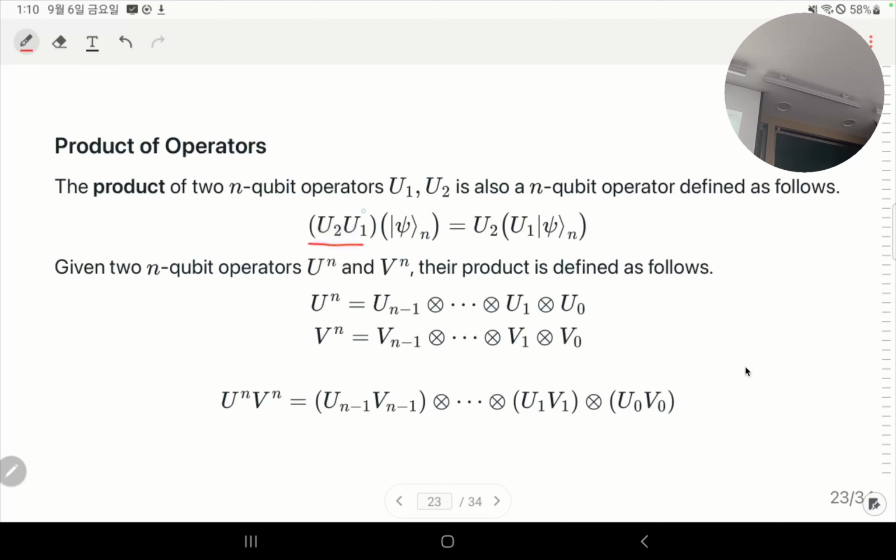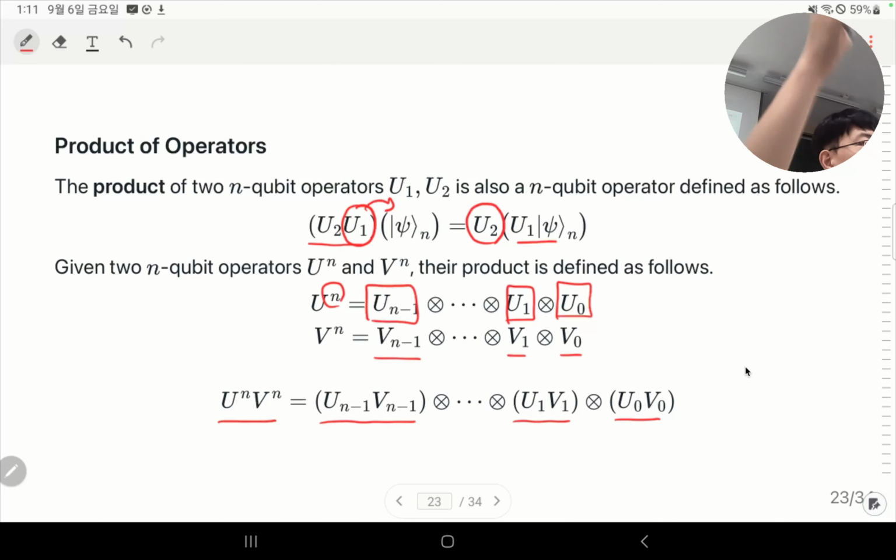It means that you take the operation of U1 on psi, and then you take the operation of U2 on that result. And if you have an n-qubit state and an n-qubit operator, then you can do the same. For example, if you have the n-qubit operator decomposed into 1-qubit operators like this, and the same for this one, then the product... here the superscript n is not a multiple of n, it's not the power of U, it just represents that it's an operator acting on an n-qubit state, and this is defined to be the tensor product of 1-qubit operators like this one. So simply apply each 1-qubit operator to each qubit separately.